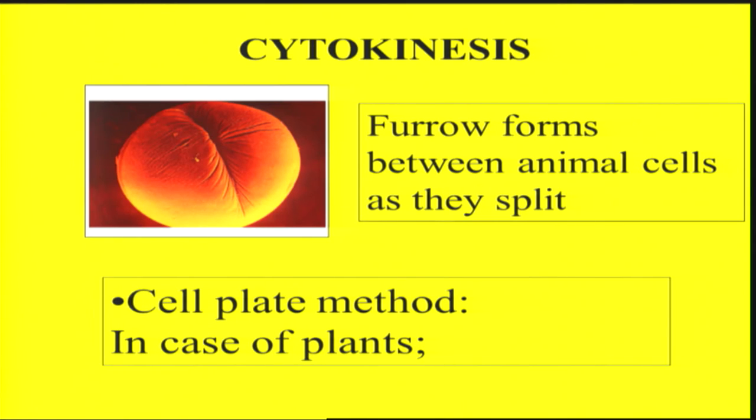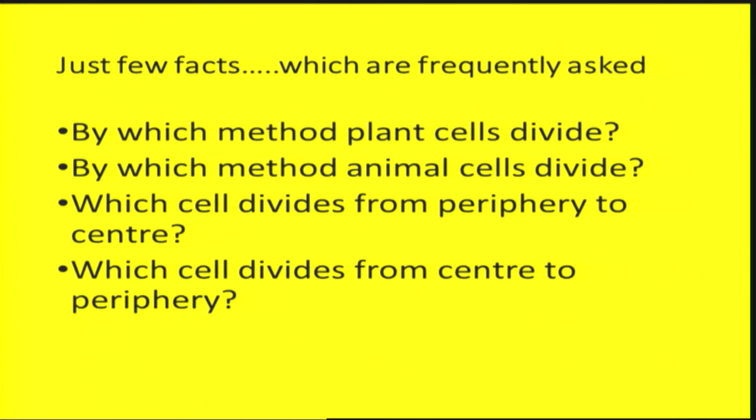Whereas in the case of plant cells, it would be by the cell plate method, where certain substances would get accumulated at the center, and this accumulation will increase and will spread from the center towards the periphery, and this process is known as the cell plate method. So plant cells and animal cells have different kinds of cytokinesis. In the animal cells, it would be from the periphery towards the center, whereas in the plants it would be from the center towards the periphery. So this particular fact is also asked in the exams.